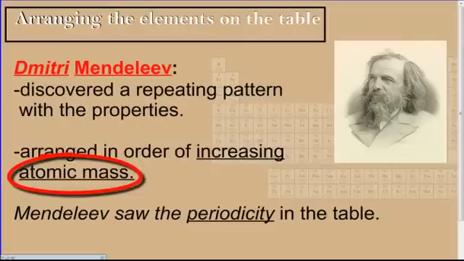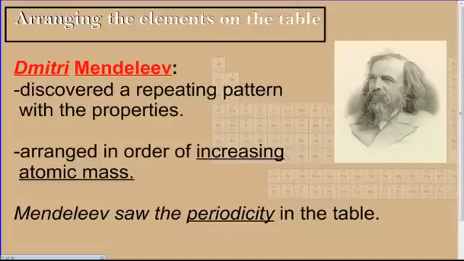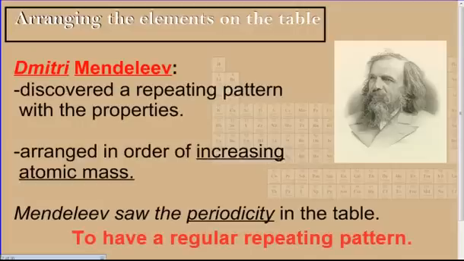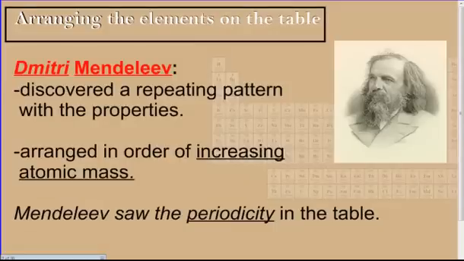He saw what's called periodicity in the table. And periodicity, or to be periodic, means happening at regular intervals, a regular repeating pattern. For instance, the days of the week are periodic. They repeat in the same order every 7 days. Similarly, Mendeleev found that the elements' properties followed a pattern that repeated every 7 elements. His table became known as the periodic table of elements. So there was a lot of pattern to it.